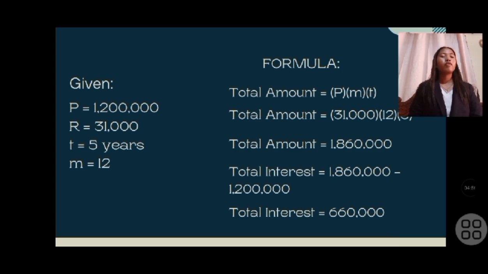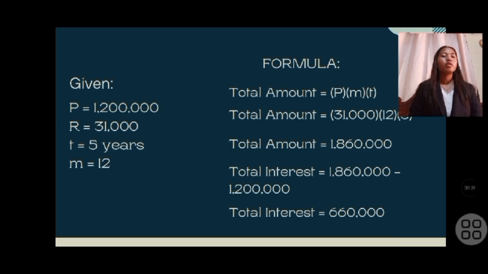But first, let's find the total amount so that we can find the total interest. The formula for total amount is simply the regular payment times our conversion period m times our t, or our time. If we substitute the given to the formula, we will have 31,000 multiplied by 12 times 5, which is equal to 1,860,000. That is our total amount.